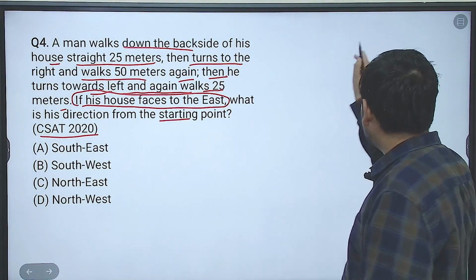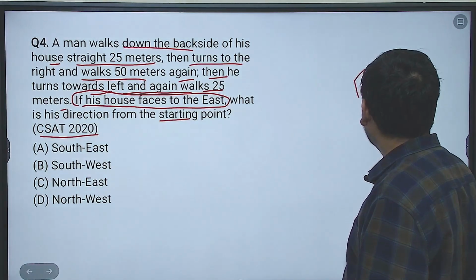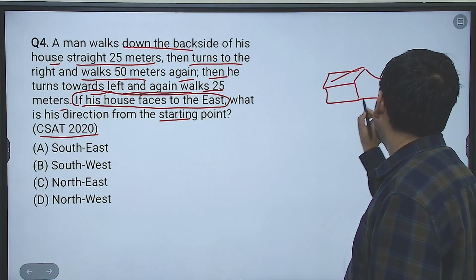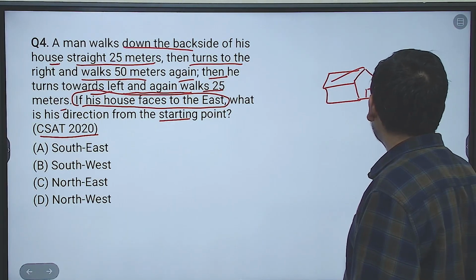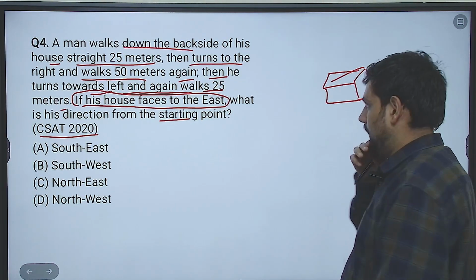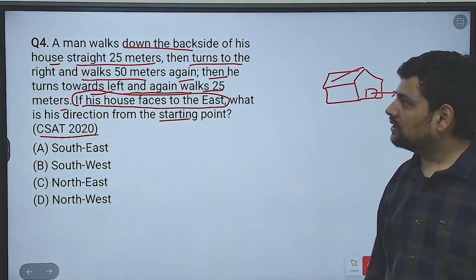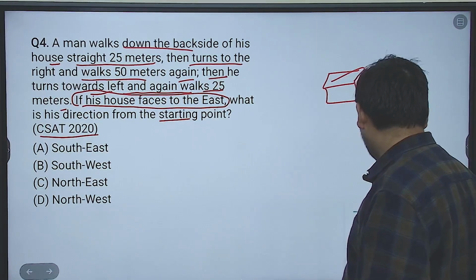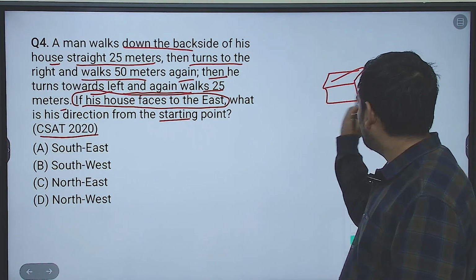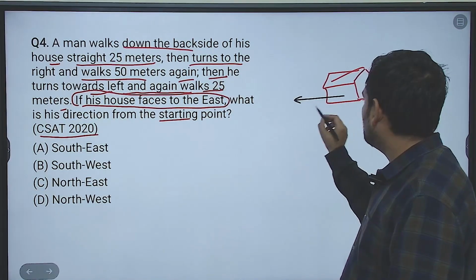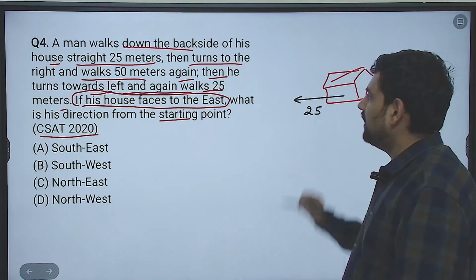So now his house faces east. Now let's read the question. A man walks down from the back side of his house straight 25 meters. Now back side of his house means what? He goes just opposite, that is west direction. He goes 25 meters.